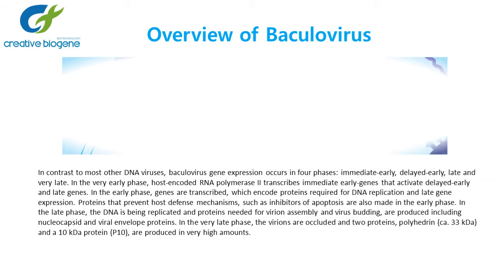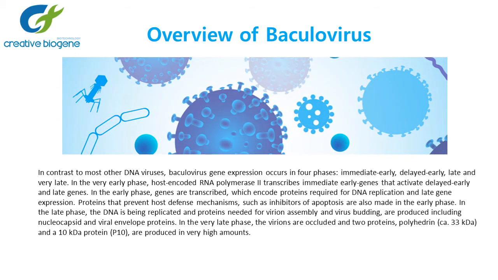In contrast to most other DNA viruses, baculovirus gene expression occurs in four phases: immediate early, delayed early, late, and very late. In the very early phase, host-encoded RNA polymerase II transcribes immediate early genes that activate delayed early and late genes. In the early phase, genes are transcribed which encode proteins required for DNA replication and late gene expression. Proteins that prevent host defense mechanisms, such as inhibitors of apoptosis, are also made in the early phase.